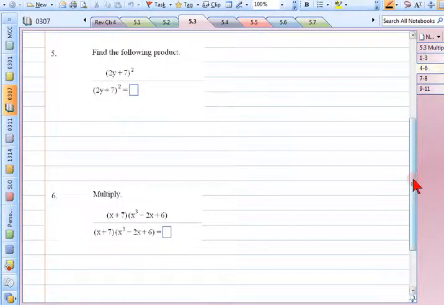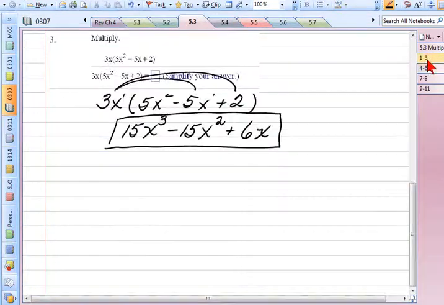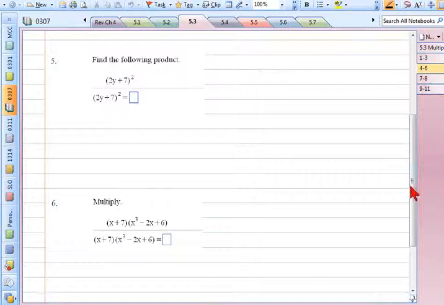You don't like combine them at the end? Okay, very good question. I can combine them only if they are now like terms, but they're not. Remember, multiplication works for anything, but addition only works if they're alike. Glad you asked that. Number 4.